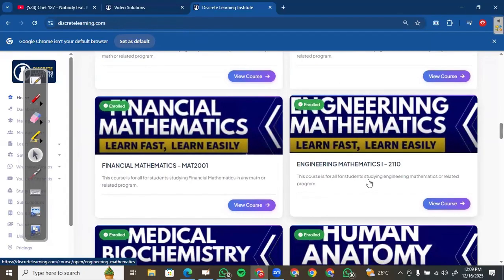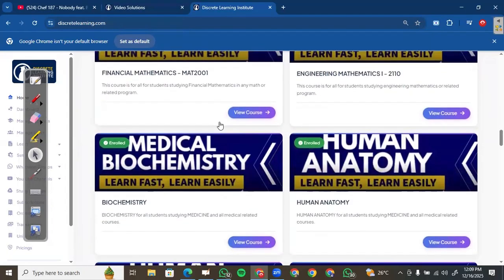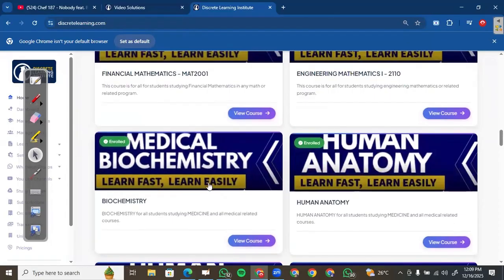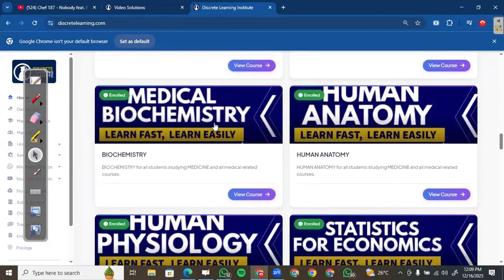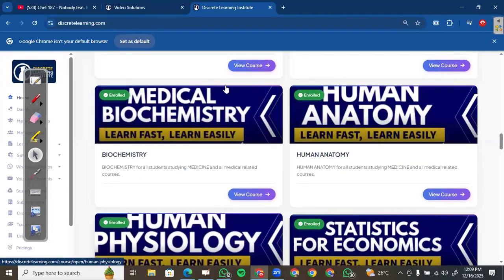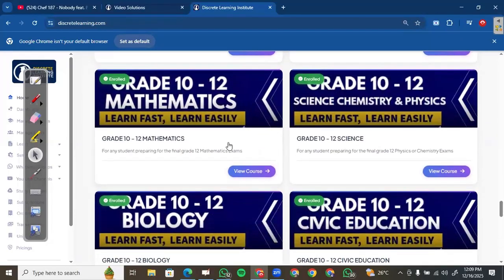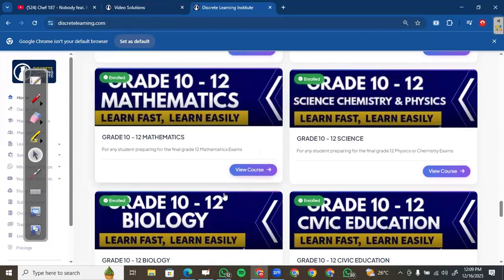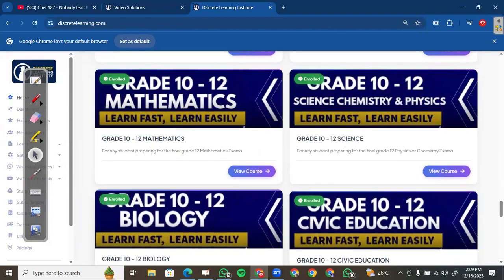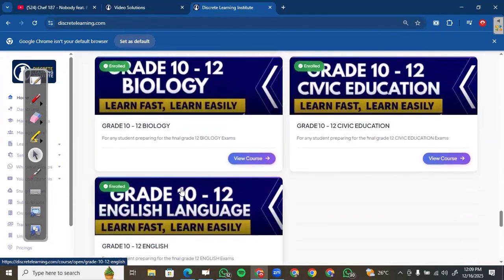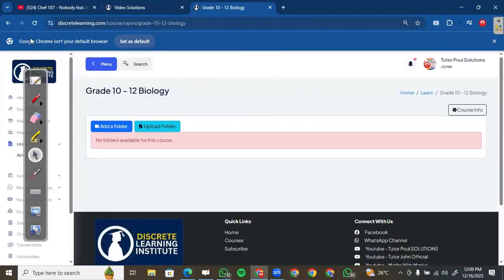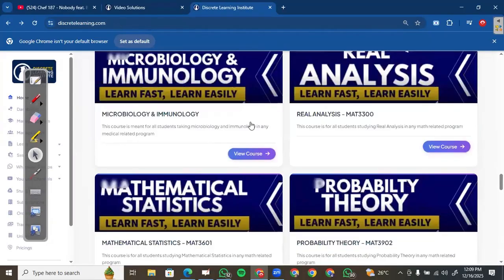financial mathematics, engineering mathematics. You can also refer someone you know who is doing medical courses. Like they are having anatomy, biochemistry, human physiology, statistics, economics. You can refer all those people, even those who are writing grade 12. So we have grade 12 mathematics there, grade 12 science, that's physics and chemistry, biology, civic education. Okay, we have English language and more courses that we are going to be adding to this platform.